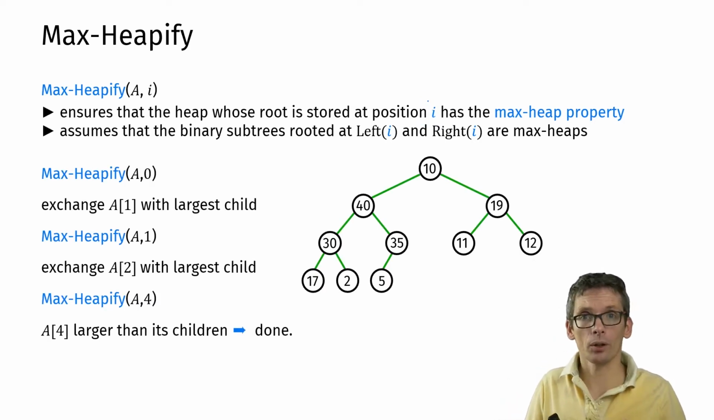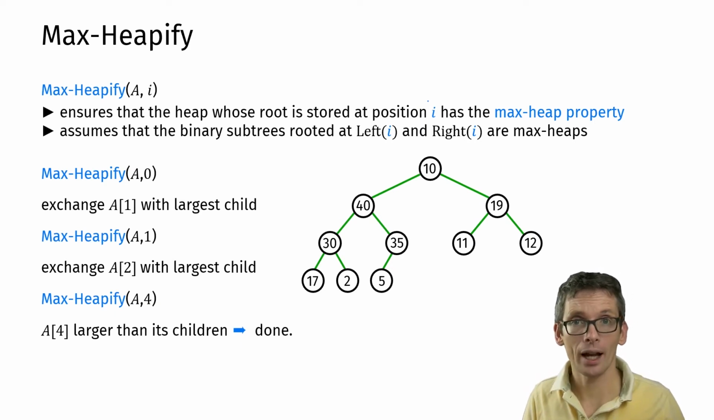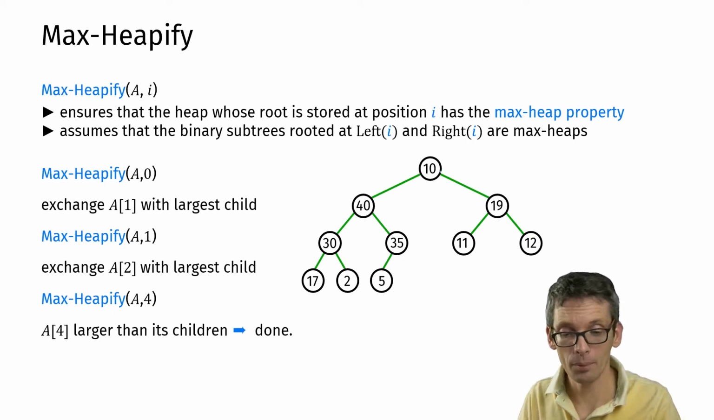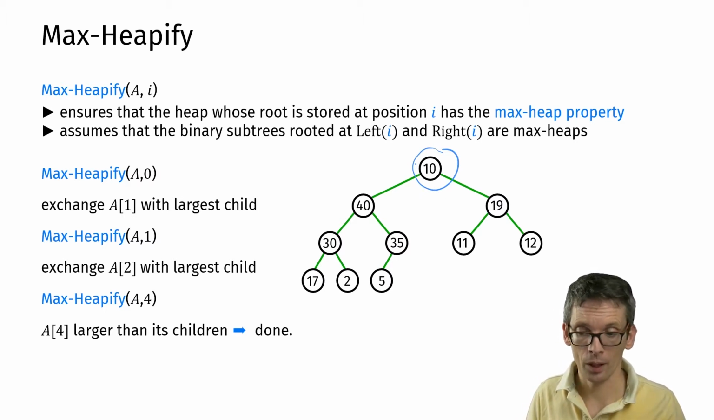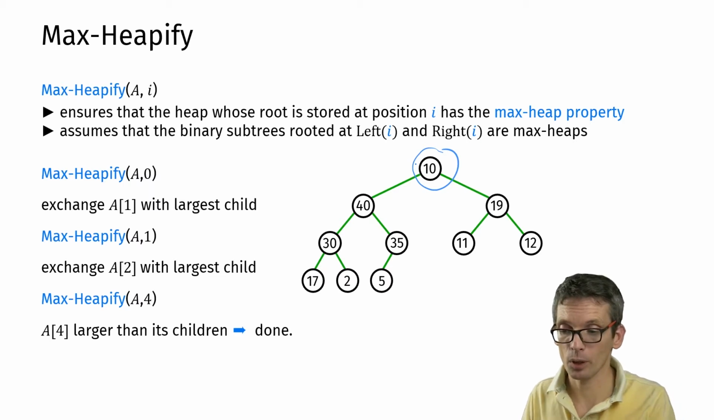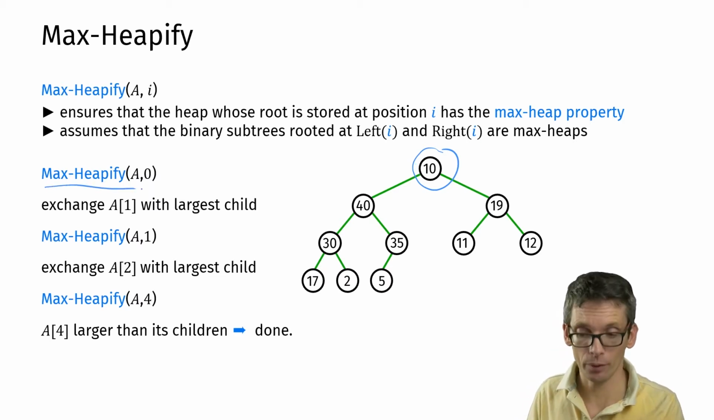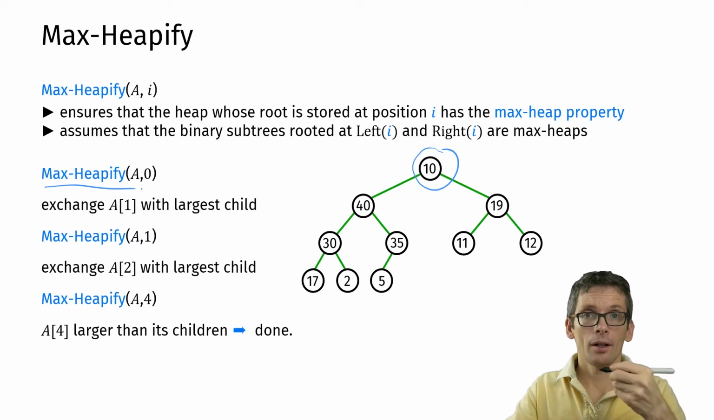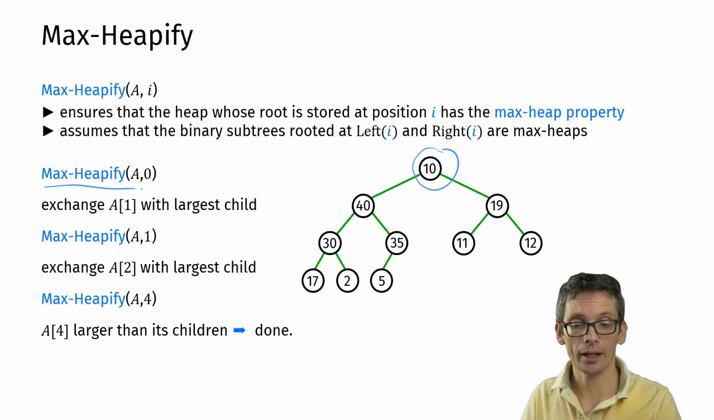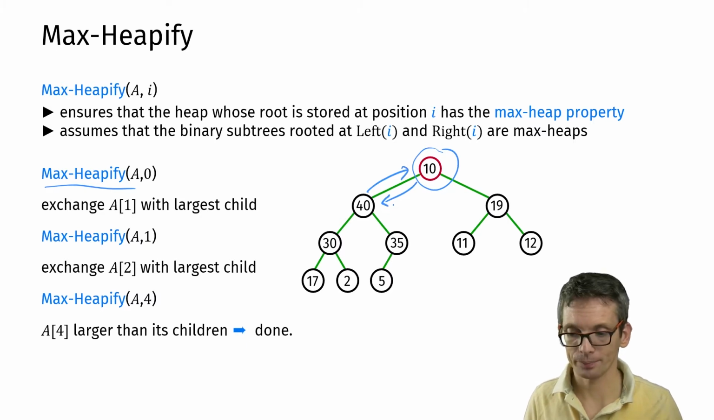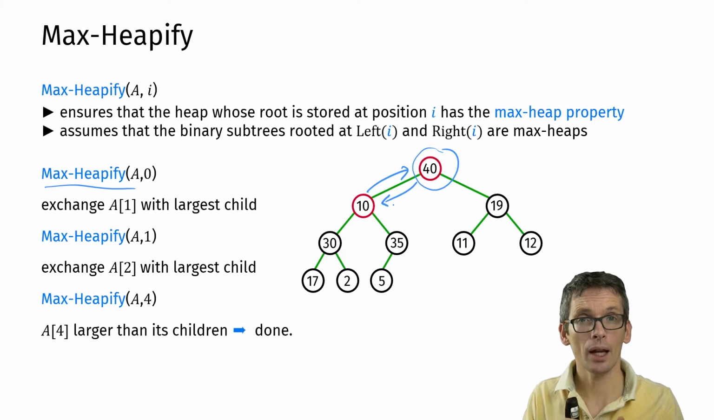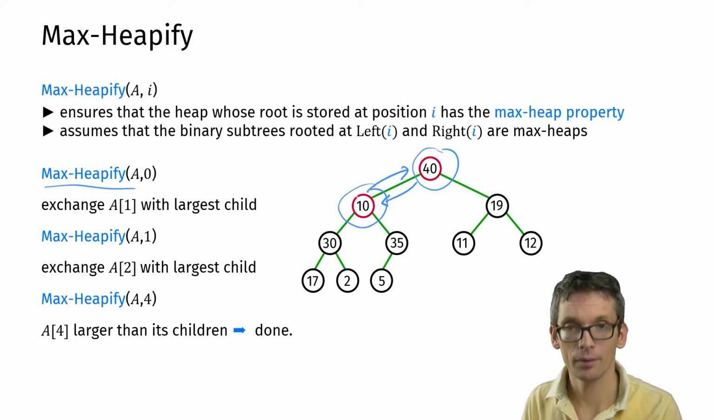So how does it look like? So here we have a heap or max heap, except that the max heap property is violated at the root. How can we fix that? So we will want to call Max-Heapify for the root. Now to fix the property at the root, we will exchange 10 with its larger child. So we swap those two. Now we have the 10 here.